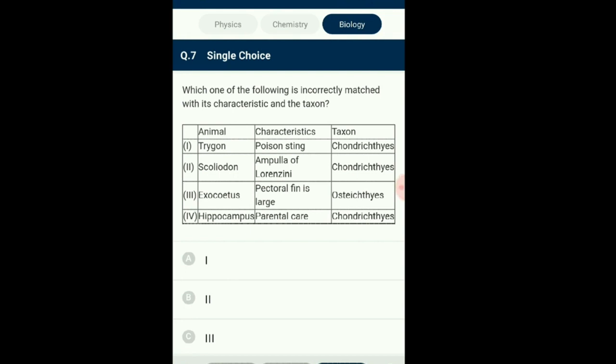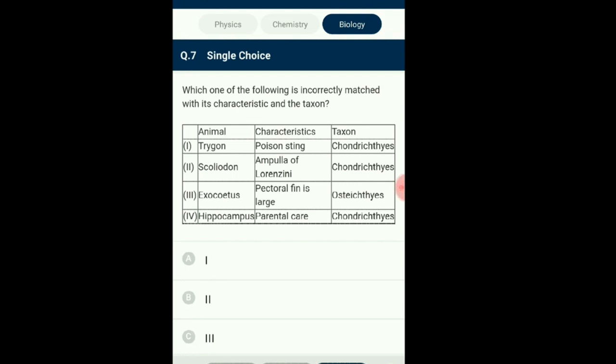Scoliodon possesses a special electroreceptor known as ampulla of Lorenzini. They both are poikilothermous animals with a two-chambered heart.